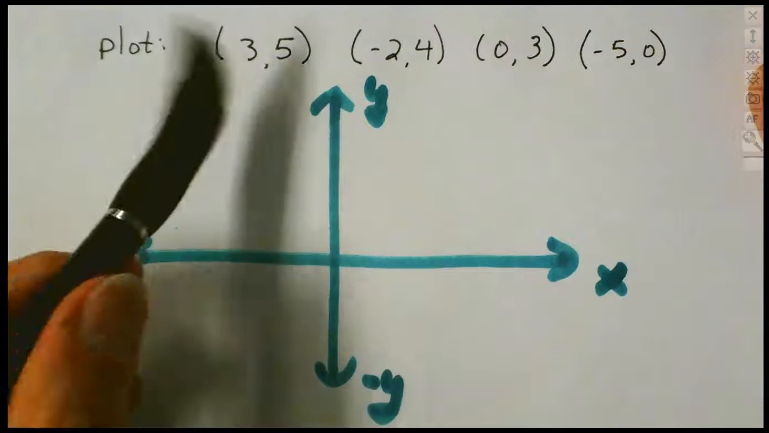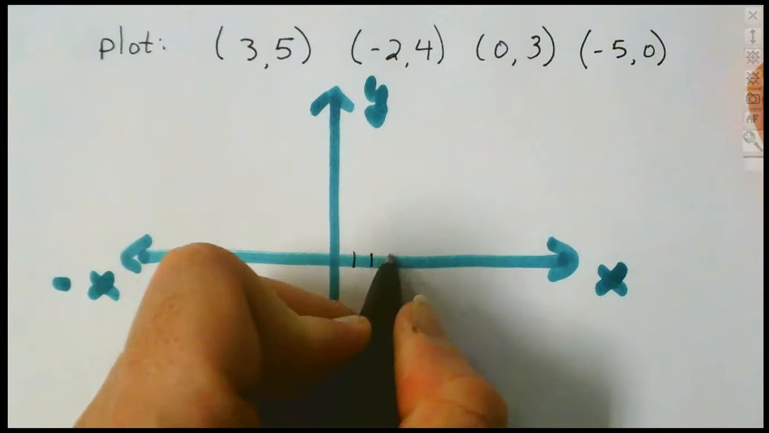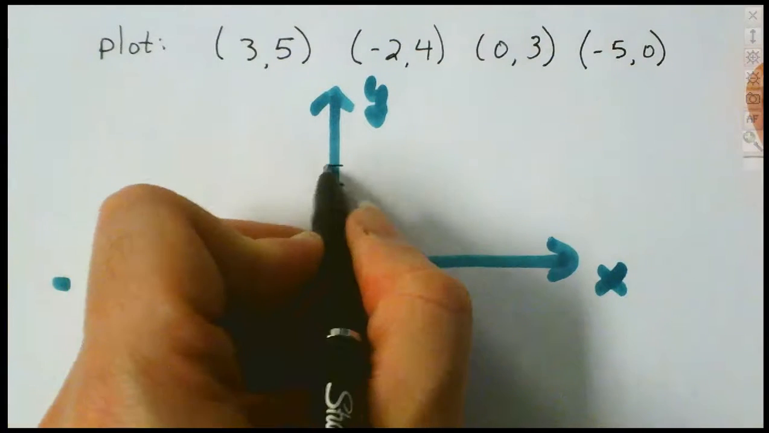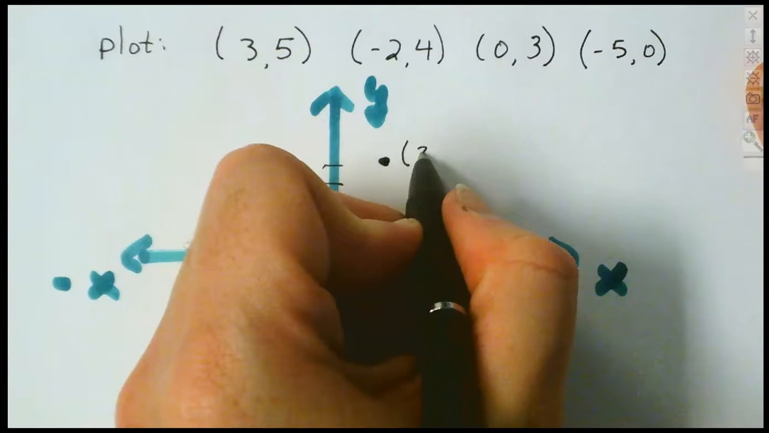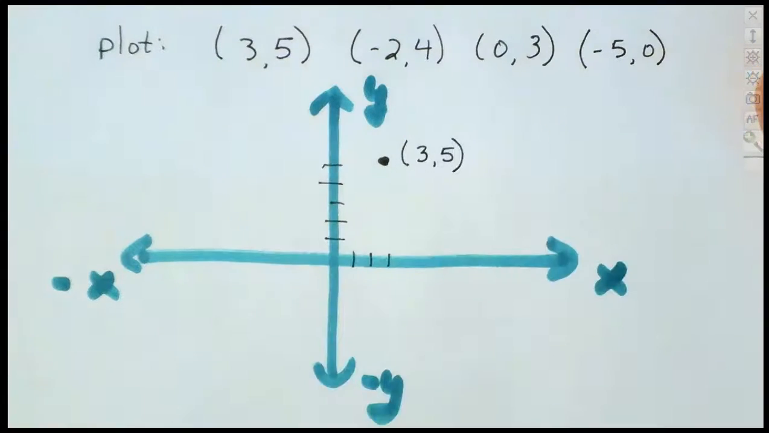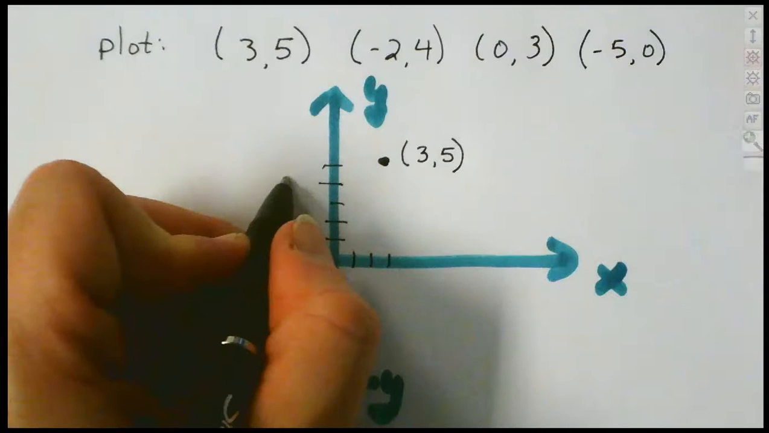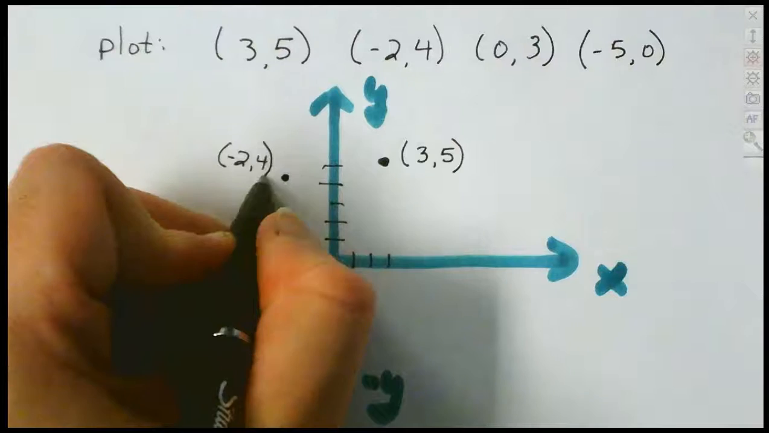So we're going to start with 3, 5. So 3, 5 means we go over 3 units, and then we're going to go up 5. So 3, 5 is going to be right about there. So we went forward 3 units, and we went up 5 units. -2, 4 would be back 2 units, and then up about 4 units. So -2, 4 would be up here.